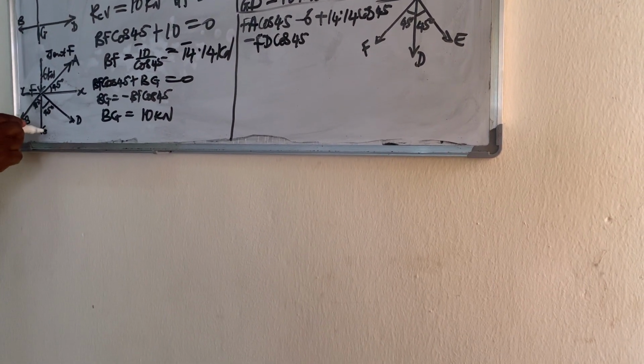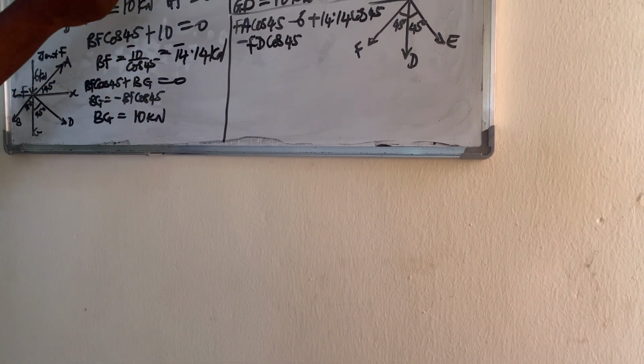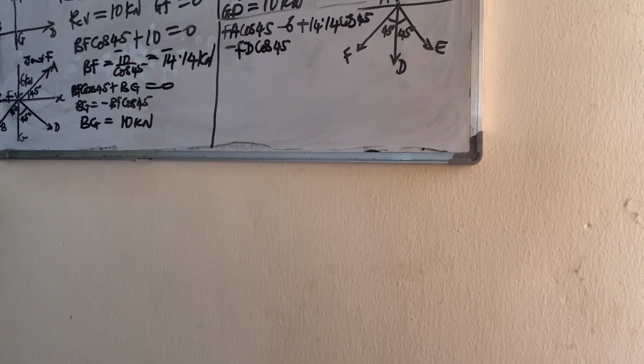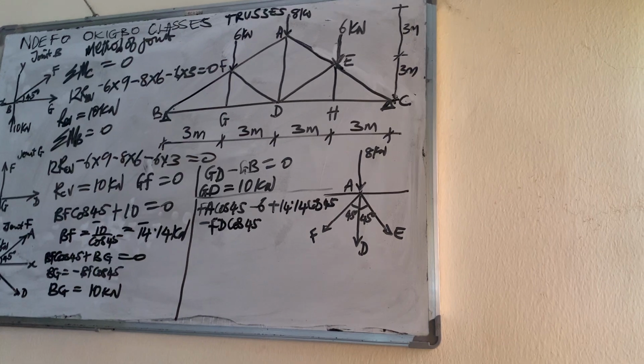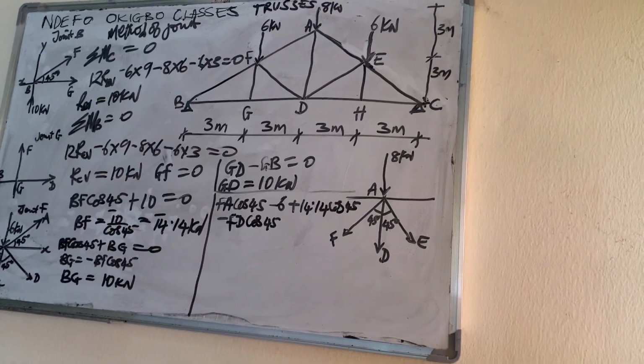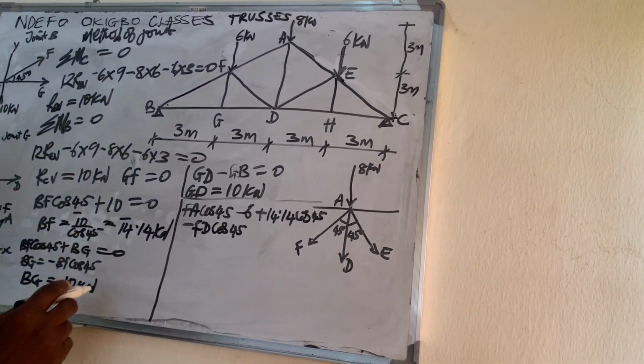Then FG is equal to 0, so it doesn't come in. FG is equal to 0 already. So I've captured the whole forces vertically.